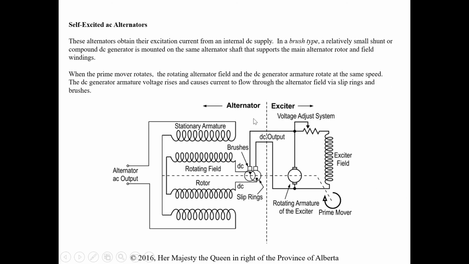Then we have self-excited, which basically could have a brush type, where we have another little DC generator mounted on the same shaft as the rotating rotor. So here's the alternator portion, and then we've got this little DC generator that's going to generate a DC voltage that we're going to use to excite the field. And then we can adjust that as well with that voltage adjuster.